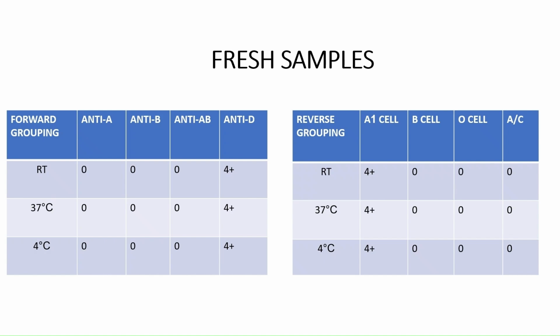On forward grouping, there was no reaction in anti-A, anti-B and anti-AB at all 3 temperatures and strong 4+ agglutination in anti-D at all 3 temperatures, which was again suggesting O positive. On reverse grouping, there was strong 4+ agglutination on A1 cell at all 3 temperatures and no reaction in B cell, O cell and autocontrol, which was again suggesting towards B group. So here the discrepancy is not resolved even after performing at all 3 temperatures.